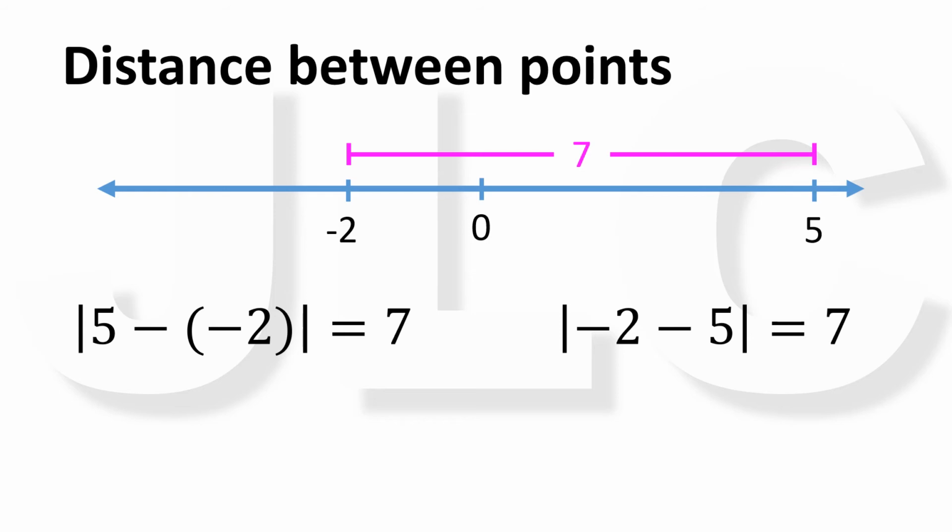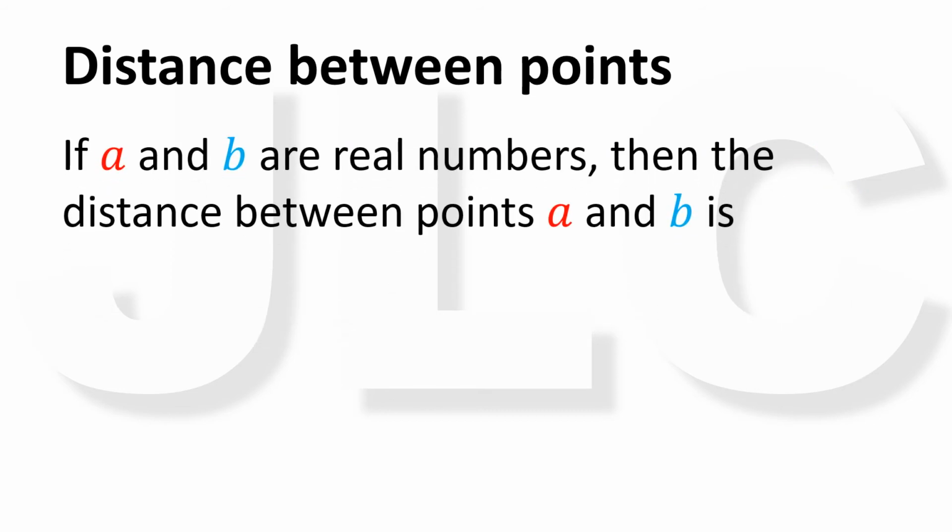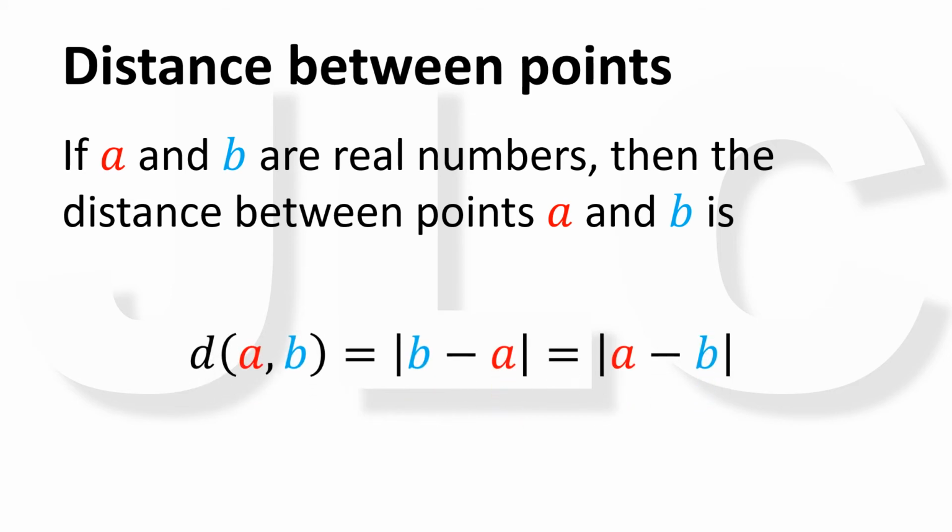Now using this observation, we define the distance between 2 points on the number line as follows. If a and b are real numbers, the distance between points a and b is the absolute value of b minus a, or the absolute value of a minus b.